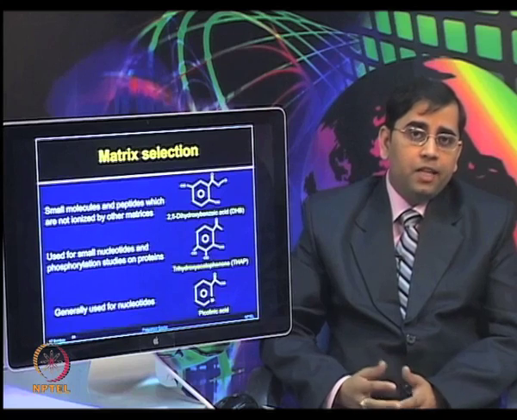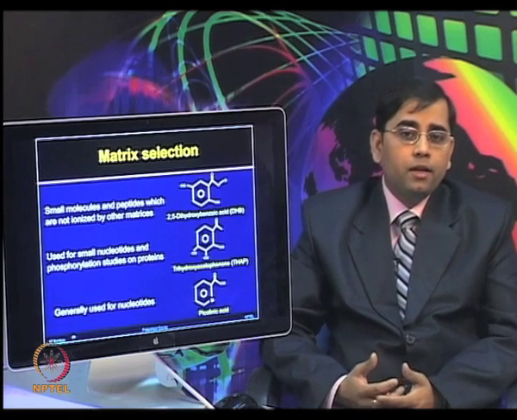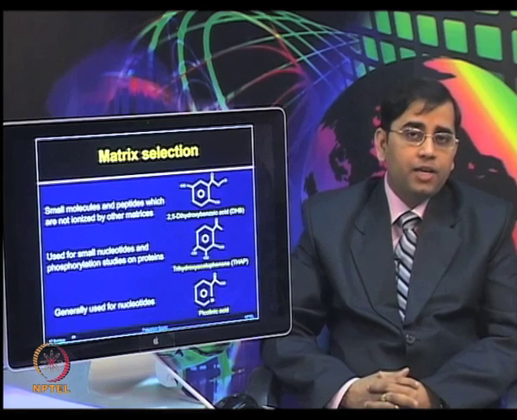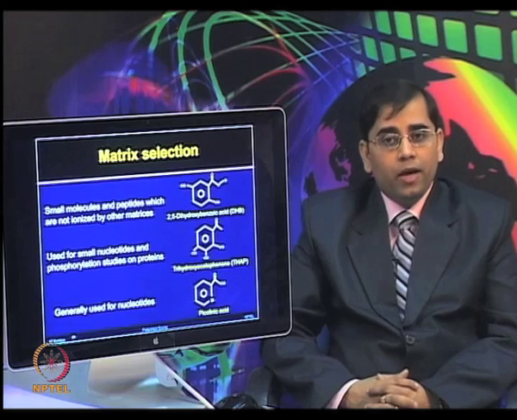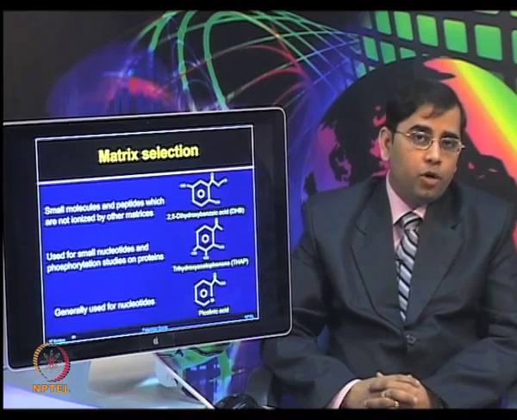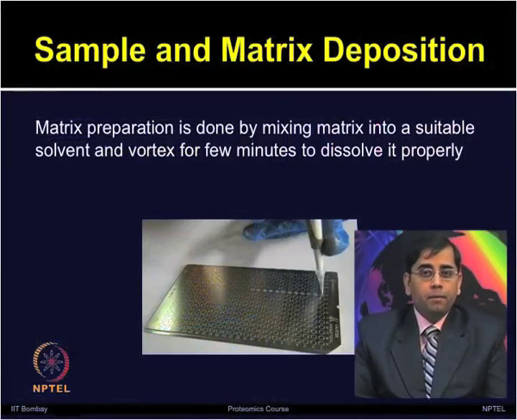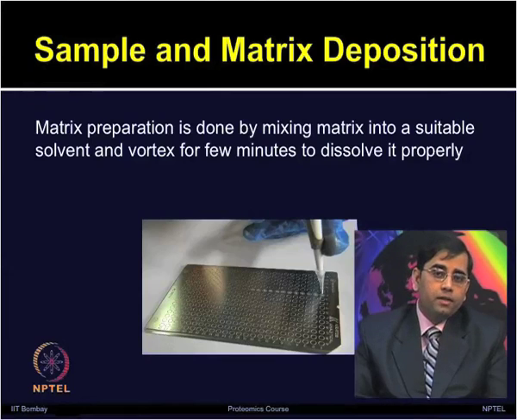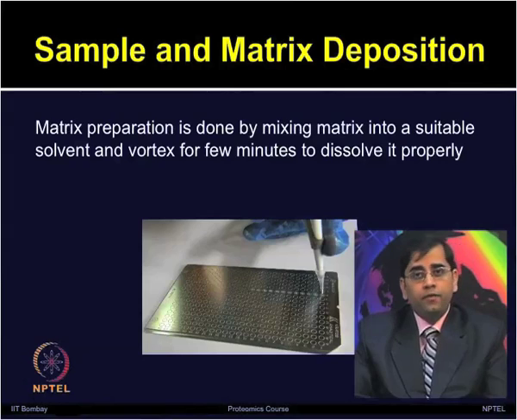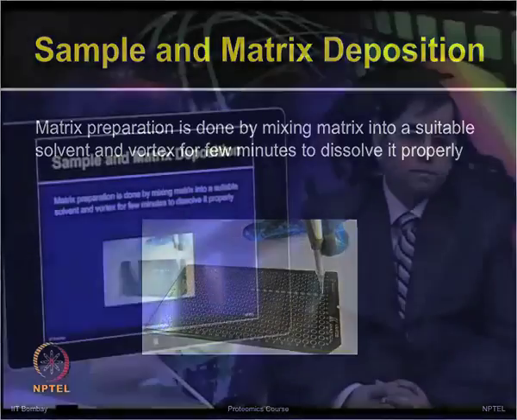But regardless, these matrices absorb energy from the laser source and convert both matrix and analyte into the gaseous phase. Matrix can also ionize analyte molecules by providing energy which comes from the laser bombardment. Now, once you have selected a matrix, it can be prepared by mixing it into a suitable solvent and vortexing it for a few minutes, so that it can dissolve properly. Now, you are ready with both your analyte, the protein which you want to analyze, as well as the matrix which you have selected for your application.